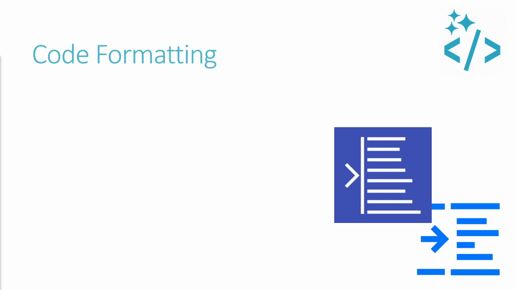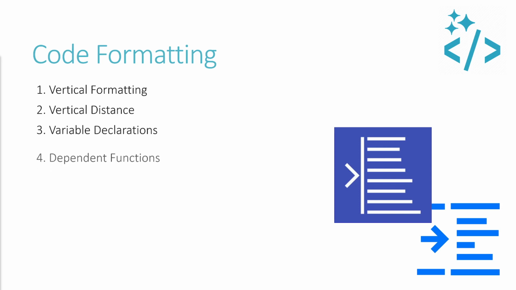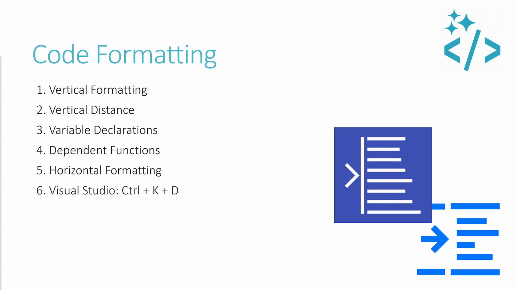We're going to talk a bit about code formatting. So the vertical formatting is important, the vertical distance, the variable declarations and how they are declared. The same spaces or the same tab spaces should be used, the dependent functions should be one after the other, and we also have this Visual Studio keyboard shortcut which automatically formats code which is not in line with our coding styles.